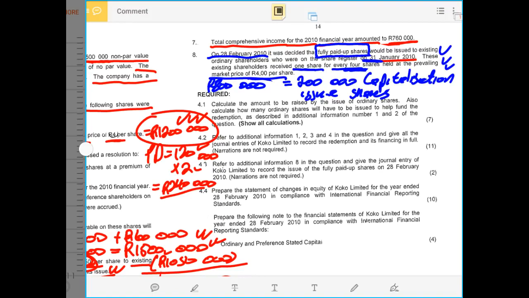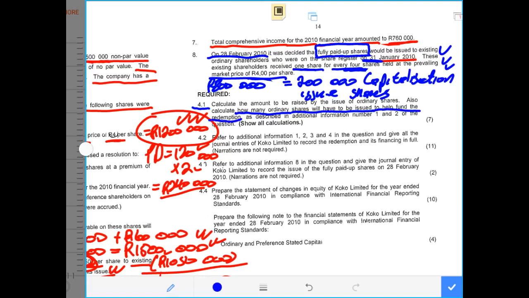I know that I have bombarded you with so much information, summarizing things in too much detail. I just want you to understand this because I want you to understand. 4.1 says: calculate the amount to be raised by the issue of the ordinary shares. I think we already know that. Also calculate how many ordinary shares will have to be issued to help fund the redemption, as described in additional information number 1, number 2 of the question. Show all calculations. We already know that.